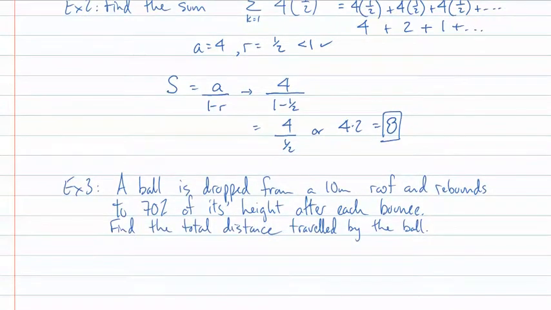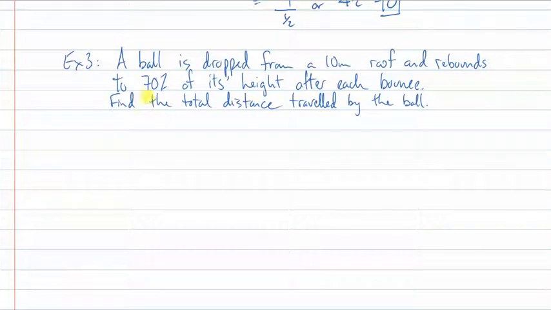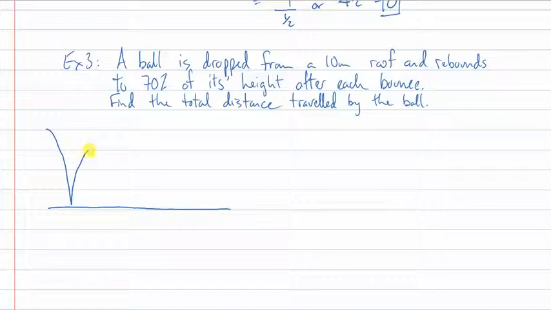A word problem, application. It says a ball is dropped from 10 meters off of a roof and it rebounds 70% of its height after each bounce. We may want to draw a little picture of that just to get a visual of what's going on. There's my fall of 10, my recovery, fall, recovery, fall, recovery, etc. Going on and on. This is 10.